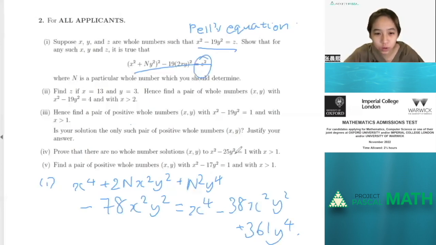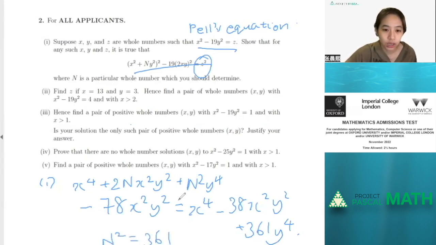And so you choose what n has to be. You compare coefficients on both sides. You have n squared equals 361, so n is equal to 19. And you check for x squared y squared, and it works. So n is equal to 19.